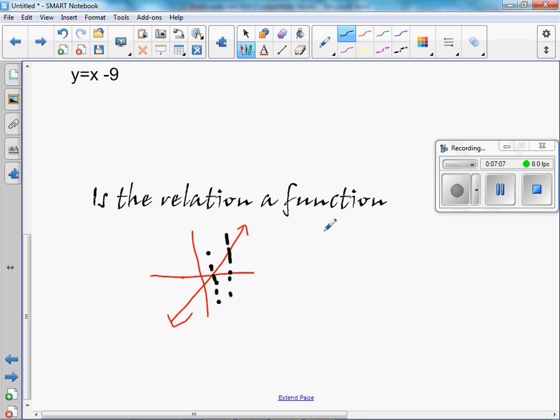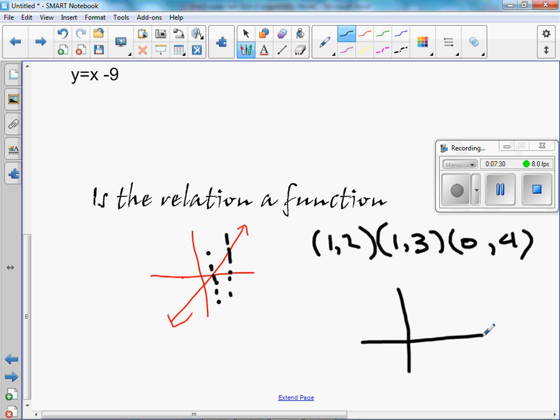Or you may have ordered pairs. So you may have (1, 2), then you may have (1, 3). Is that a function? No, because 1 is paired with 2 and 1 is paired with 3. So it would not pass the vertical line test. If I go over 1 and up 2, and over 1 and up 3, you see clearly it would not pass the vertical line test. So this one is a no.